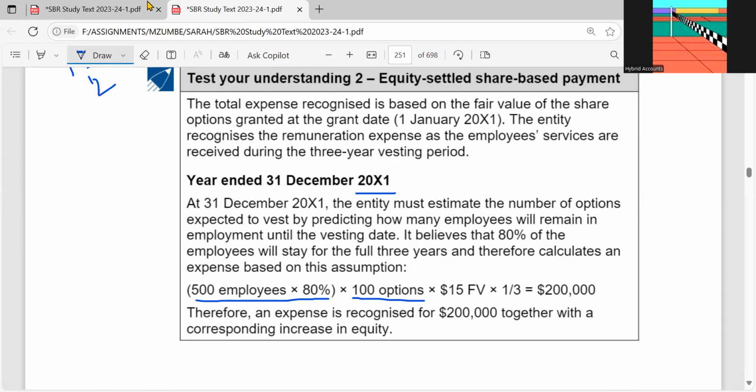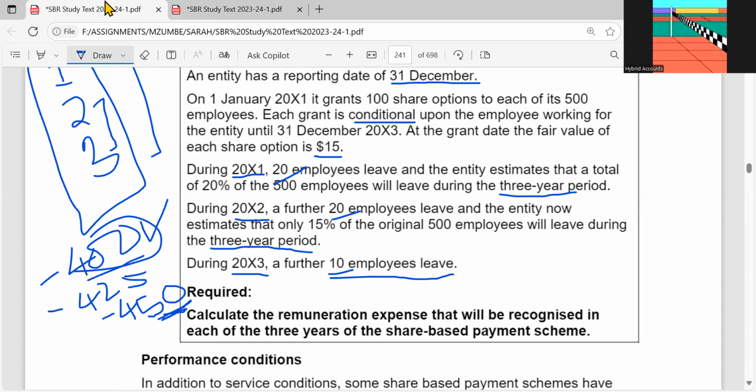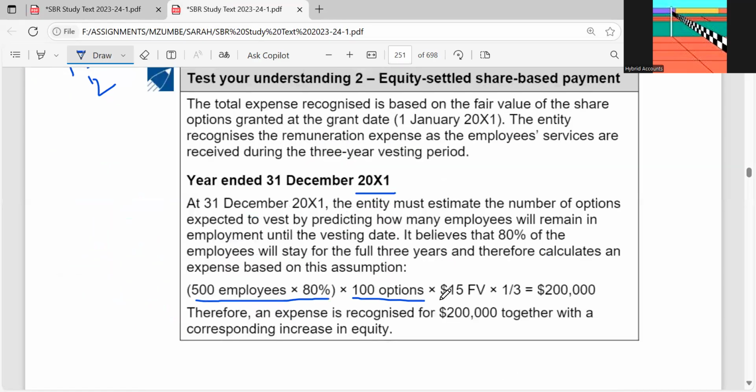Now, as for the worth of those options, you should obviously take the fair value at the grant date. Do not take the vesting date or any other date. The fair value at the grant date was $15. This one, like you see, 15, 15. So you come here and multiply it by 15.